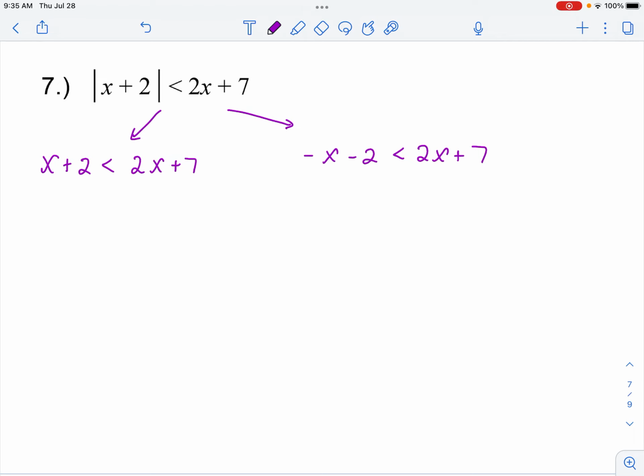Now, should this be an and or should this be an or? I have absolute value is less than the other side. Less than is an and. More than is an or. So this is going to be an and inequality. Now, I want to solve each one on its own.